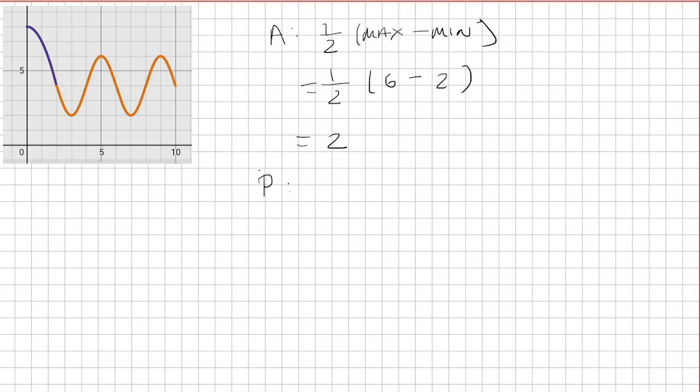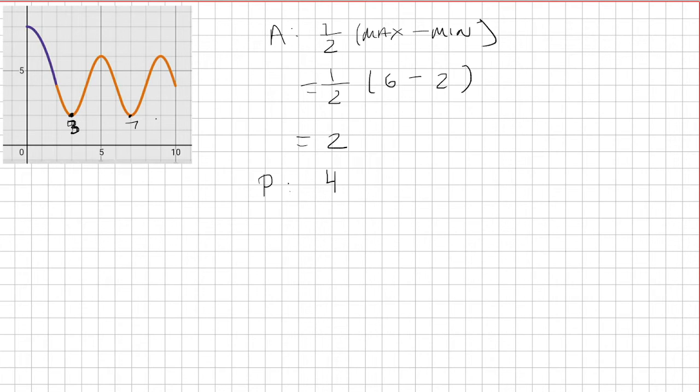The period is when it starts repeating. So let's just pick 2 points. Let's say these two. That's when it starts repeating again. So this is at x equals 4, and this is at x equals 7. I'm sorry, this is at x equals 3. This is x equals 7. So that's going to be 4. Period is 4.